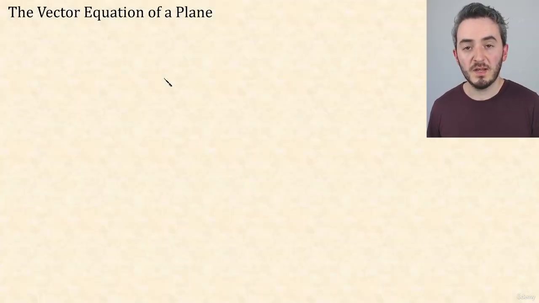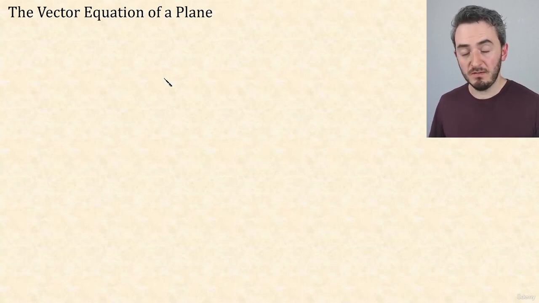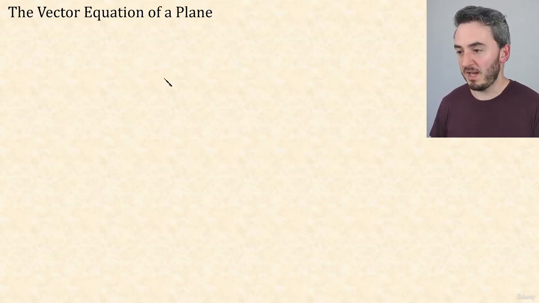In this video, we are looking at planes, and in particular, the vector equation of a plane. A plane is just a flat 2D surface embedded in 3D space. So the table in front of you, the surface of that is a plane. The wall in your room, as long as it's flat, is a plane.